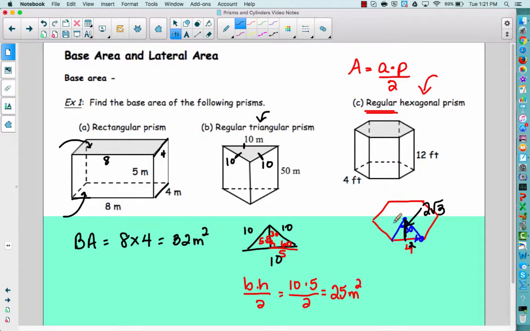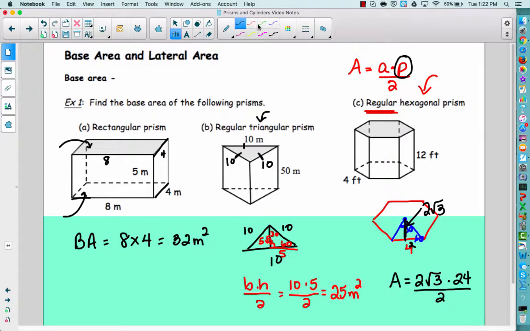All right, so then I plug everything into my formula. The area of the base would be the apothem, so 2 root 3, times the perimeter of the base. P is the perimeter of the base. So we've got 1, 2, 3, 4, 5, 6 sides. So 4 times 6 is 24, divided by 2.